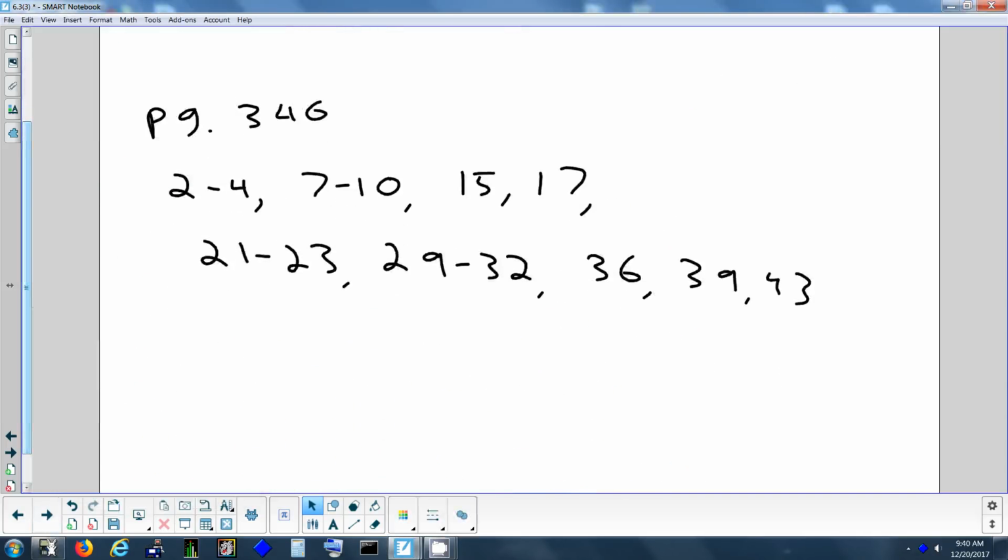So homework tonight, I don't have a worksheet. Okay, so these are just questions in the book. So page 346, 2 through 4, 7 through 10, 15, 17, 21 to 23, 29 to 32, and 36, 39, 43. Okay, and you've got a little under 20 minutes left. So some extra books if you want to get started. And if there's any questions, I'll try to help you out.